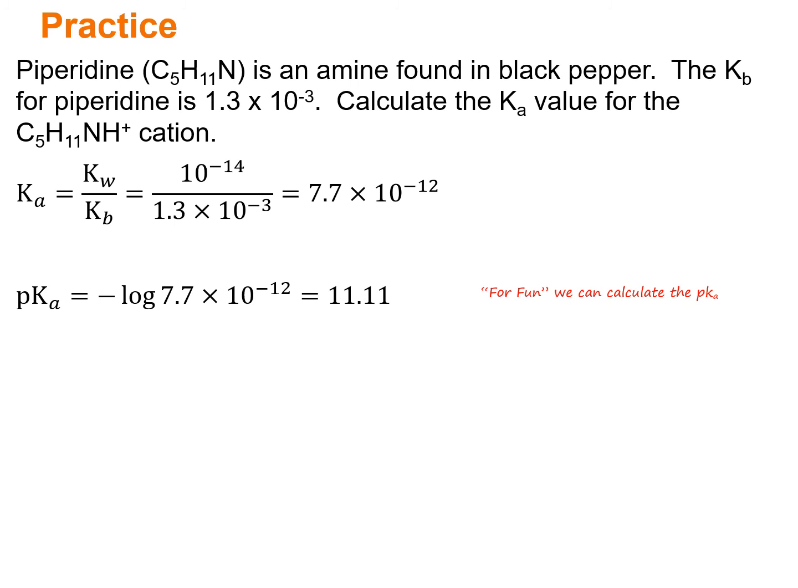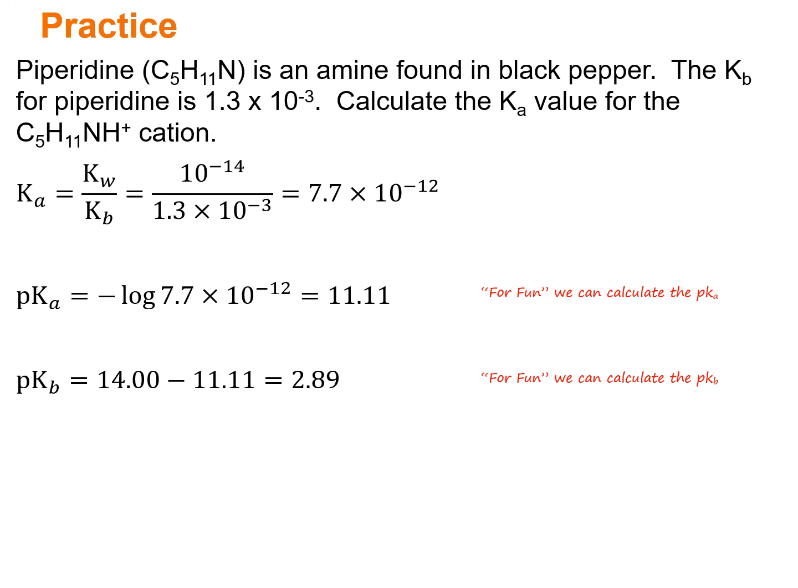If we wanted to, we could also establish what its pKa is, because this is so much fun. And so we do minus log of 7.7 times 10 to the minus 12. We yield 11.11. If we were so inclined, we could figure out what pKb is, because we can basically do 14 minus that 11.11, and I end up with 2.89.